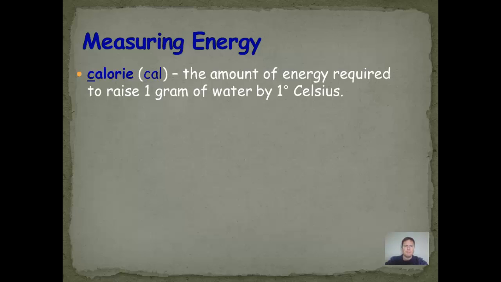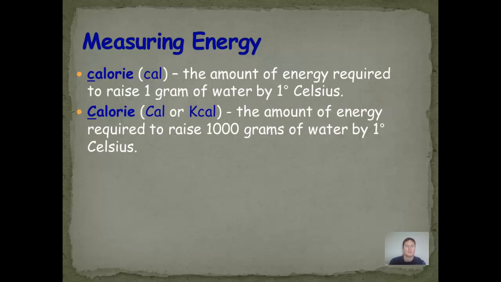Now, for practical purposes, this is not a very useful term. It's really small, and it would take a lot of calories to do anything significant. So we've come up with the term kcal, or big calorie, big C calorie. Please notice a capital C versus a lower c. And a big C calorie is the amount of energy required to raise 1,000 grams of water by 1 degree Celsius. So it's a much bigger quantity.